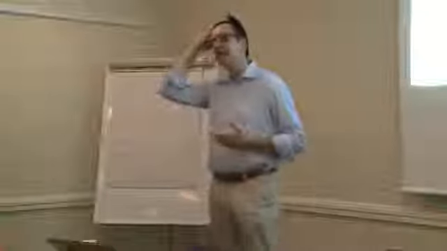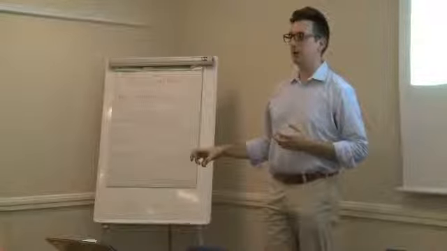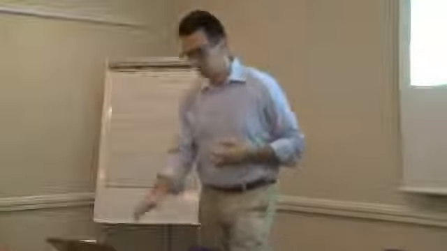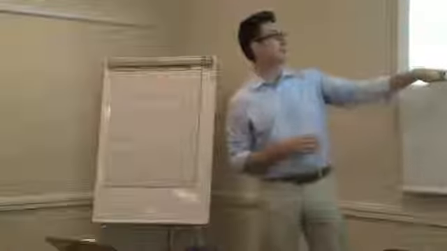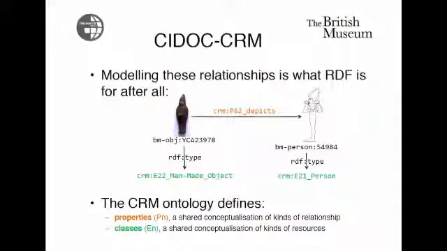In order to see the mix of CRM and FRBRoo, whereas before, I'm not sure if I made this quite clear, sorry to skip backwards, bad practice, but the properties for the CRM, we gave P numbers, okay? And the classes, the kinds of things, we gave E numbers, they're entities, they're types for entities. In order to distinguish the classes and properties in FRBRoo, we just use different letters.